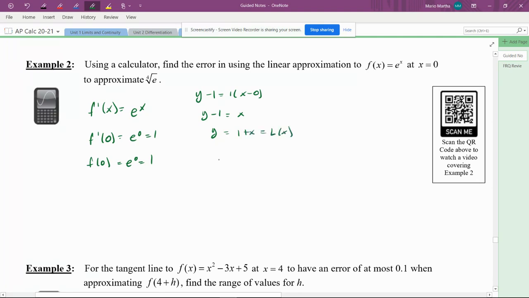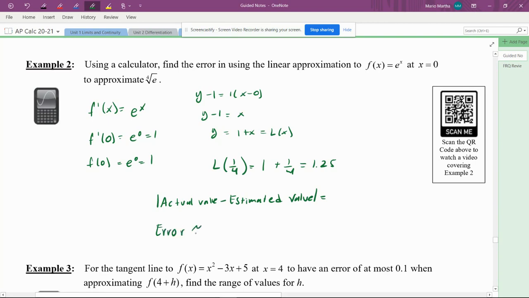And then from there, we can figure out what the approximation is. So we're going to say that L of 1/4 equals 1 plus 1/4, which is obviously 1.25. Now to figure out what the error is, we're going to take the absolute value of the actual value, and then subtract the estimated value that we obtained. Take the absolute value of that, and that's pretty much going to give us our error. So we can say that the error is approximately equal to.